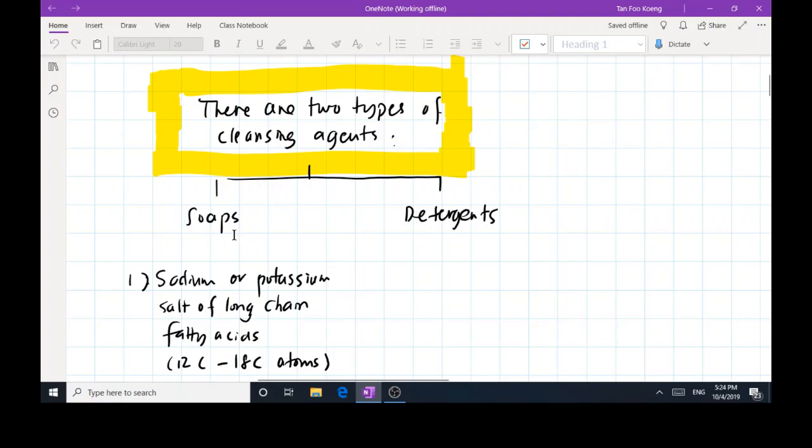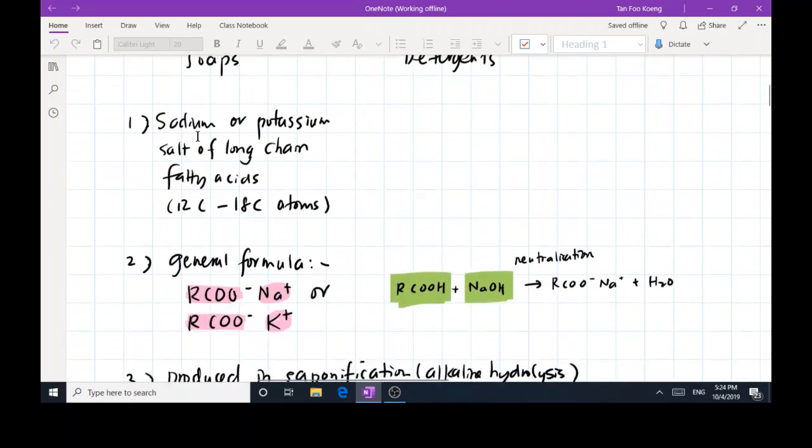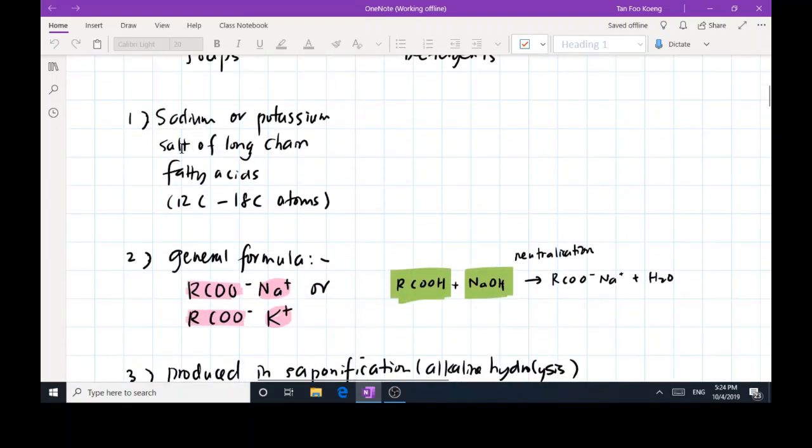Now, what are soaps? Number one, they are the sodium or the potassium salt of long chain fatty acids. When we say long chain fatty acids, these are fatty acids with 12 to 18 carbon atoms. Why do we need such long fatty acids? We are going to review it again later on. It has to do with the ability to dissolve in lipid, so that the lipid can be lifted away from the surface and do the cleansing job.